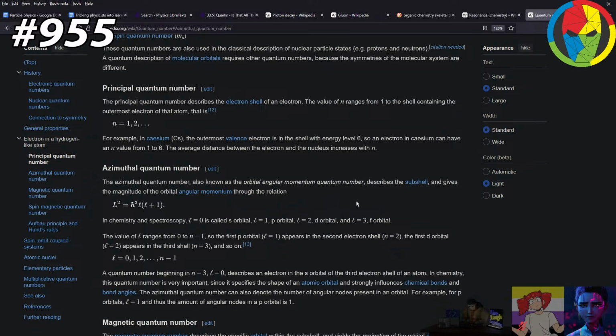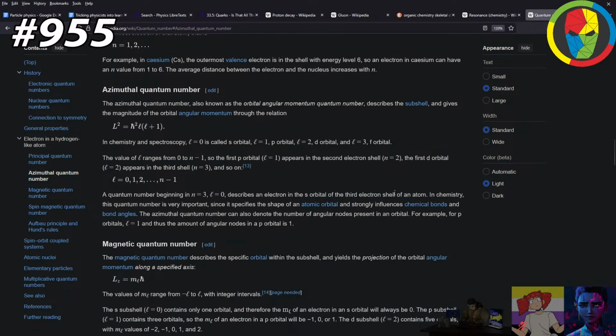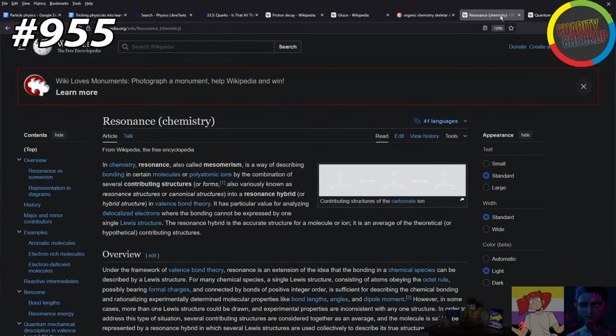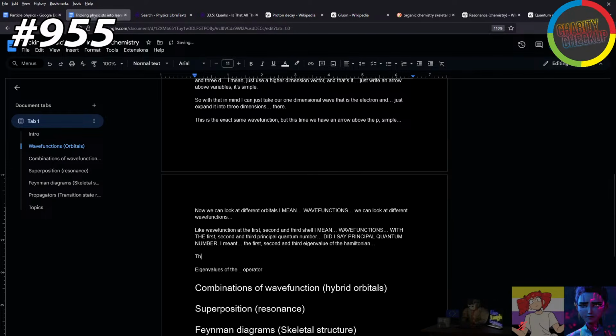Don't say orbital. Orbital doesn't make sense. They can definitely not be orbital. It's only for hydrogen when they're orbital. Whoever wrote this is horrible at writing. And you also have the magnetic, right? The magnetic, yeah, the magnetic.